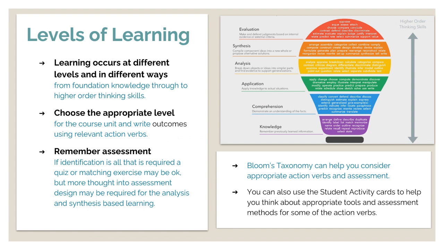Bloom's taxonomy can help you think about action verbs to develop your learning outcomes. This taxonomy provides different levels of learning. If we start from the bottom, those actions in the bottom of the light bulb of your figure on the top right of your screen are all about knowledge.